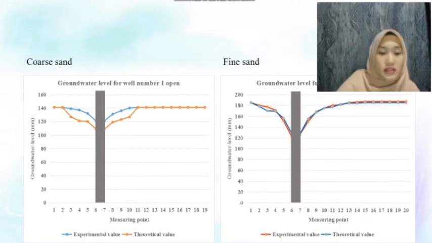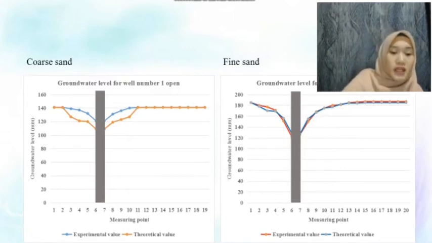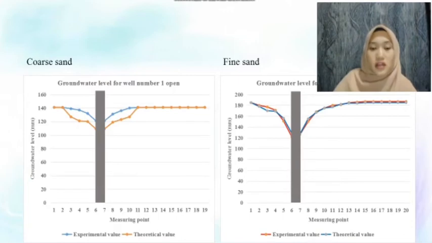So next is the graph representing the comparison for case number 2, which is well number 1 open. The initial water level for coarse sand is 141 mm, while for fine sand it is 185 mm. The highest difference for coarse sand was at piezometer tube 4 with 6.2% difference, and for the fine sand the highest difference was at piezometer tube 3 with 2.02% difference.